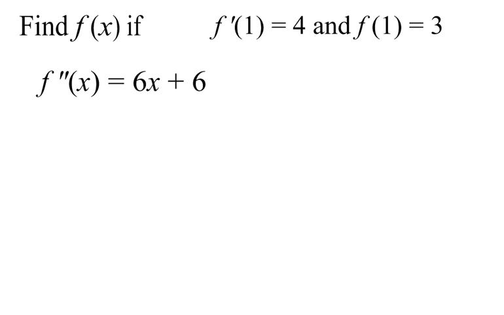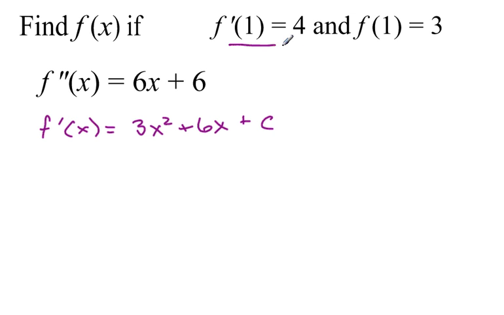All right, in this next problem, we're given the second derivative of f of x. We're supposed to find f of x, and we're given two conditions. We're told f prime of 1 is 4 and f of 1 equals 3. This is going to be a two-step problem. First, we're going to find the first derivative by finding our first antiderivative. So antiderivative of 6x is 3x squared plus 6x plus c.